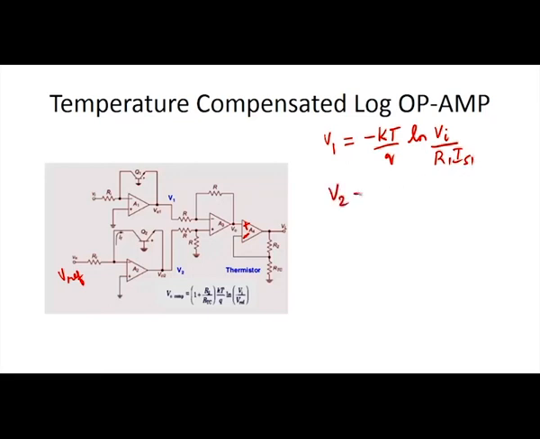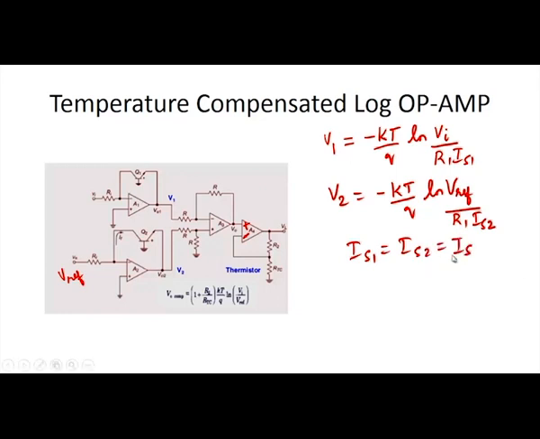Similarly, V2 is written as minus KT by Q natural logarithm of the input voltage here, which is V reference, divided by the resistance R1 IS2. IS2 is the saturation current for the amplifier A2, and consider these two saturation currents to be equal.